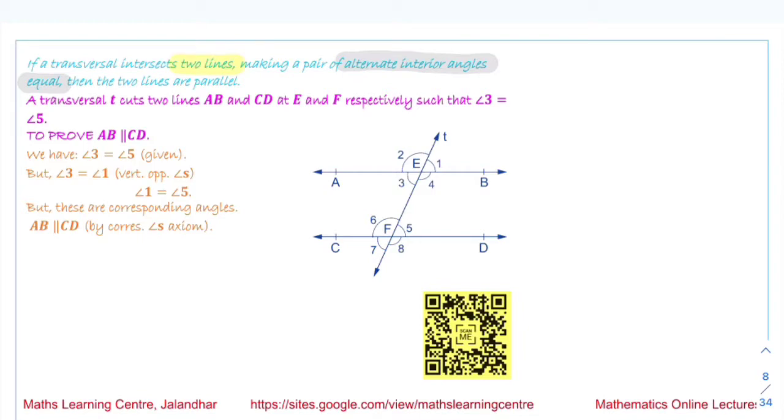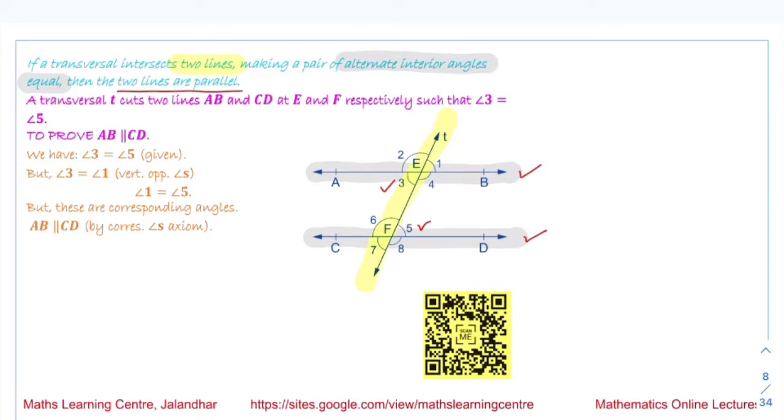What we have to prove is that two lines are parallel. So we are saying these are the two lines AB and CD given to us. The transversal is given to us and we have marked these angles. Further, it is given to us that alternate interior angles are equal. So alternate interior angles are equal means we are talking about angle 3 that is equal to angle 5, and we have to prove that the lines AB and CD are parallel.